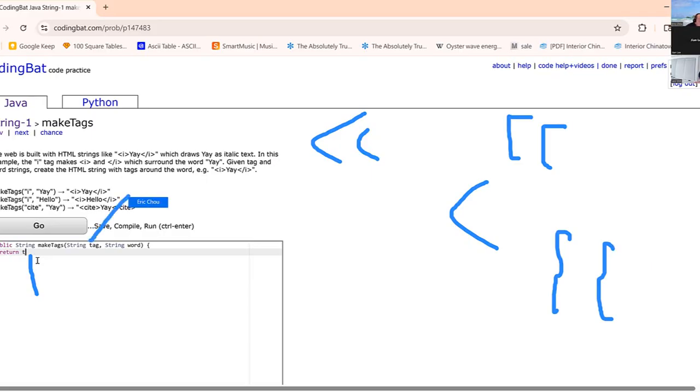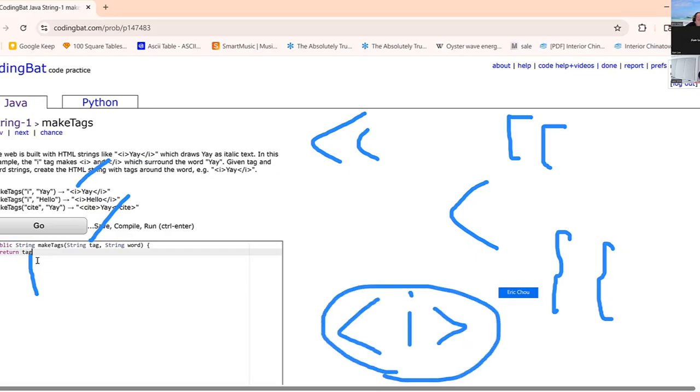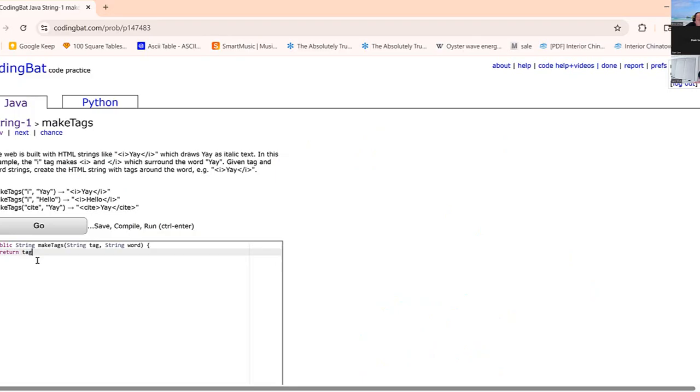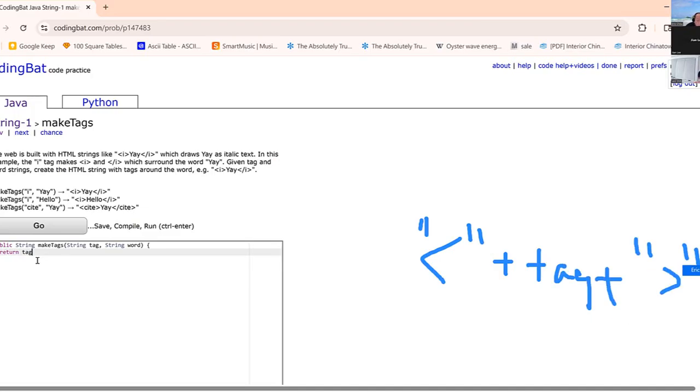So here the tag is I. So you need to do I with a tag. You create a tag like this. Yeah, there's an arrow. So you need to create a tag for it. So maybe you need to do this. And the closing one, you need to do this. Okay.